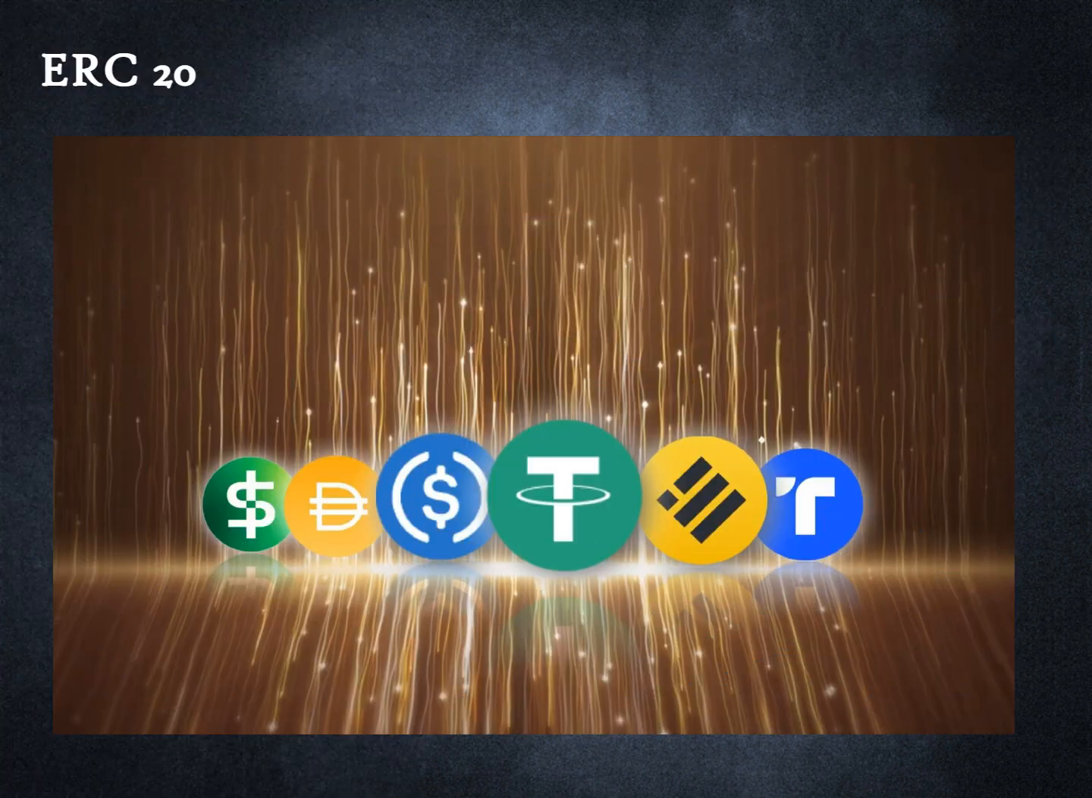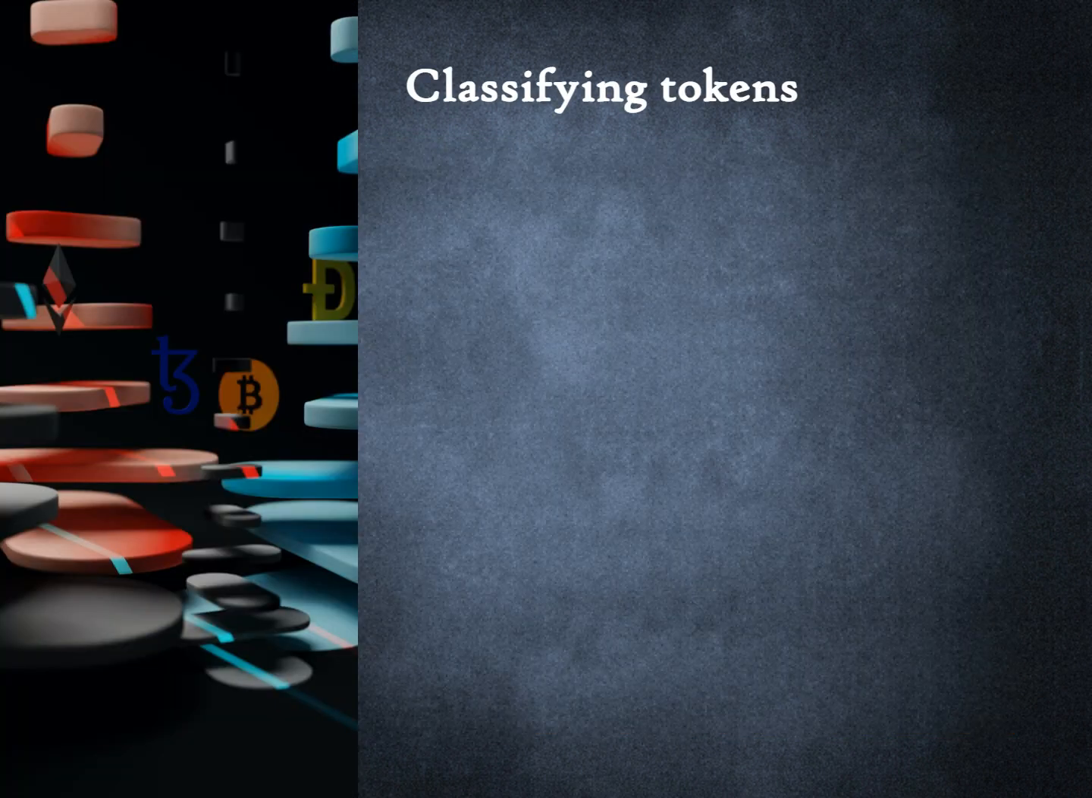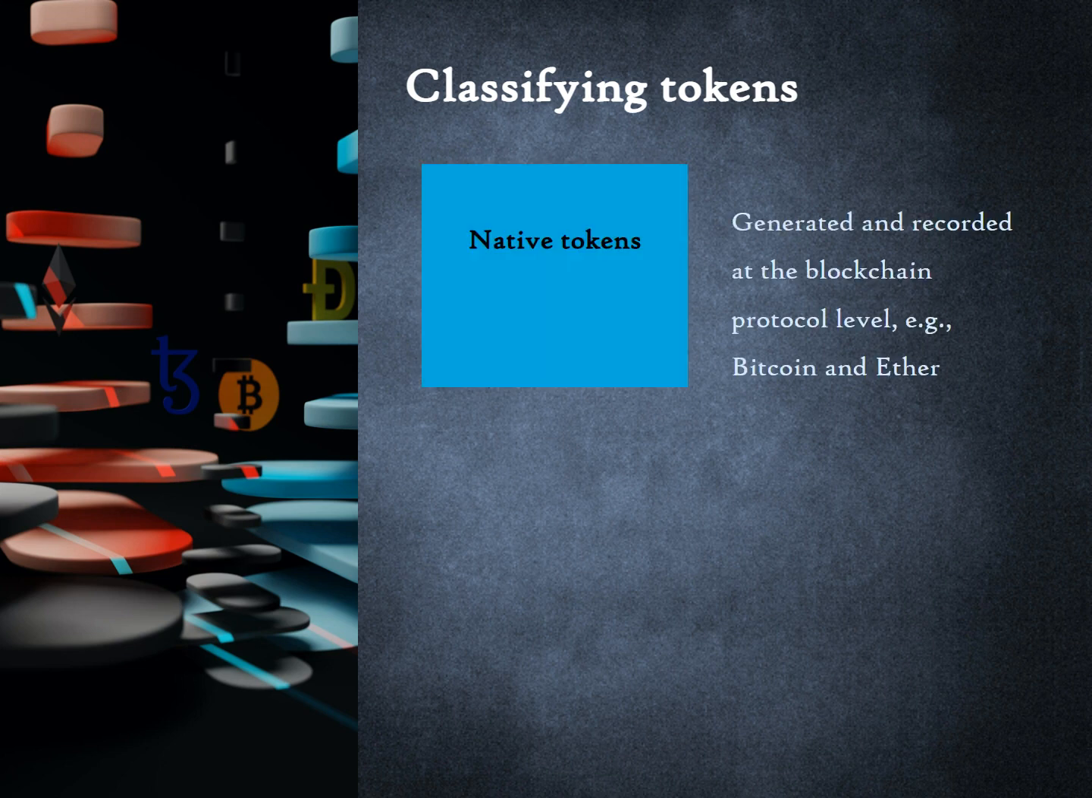In the previous lesson, we encountered the term ERC-20 tokens. In this lesson, we will understand what that means. Before we explain what ERC-20 means, let us recap something we learned in the previous lesson. We categorized crypto tokens into native tokens and smart contract generated tokens. Native tokens are generated and recorded at the blockchain protocol level. Bitcoin and Ether are examples.